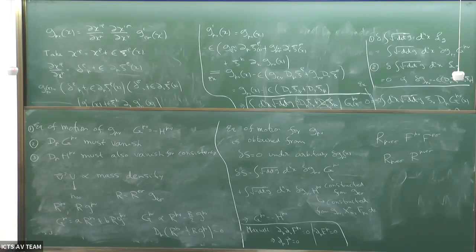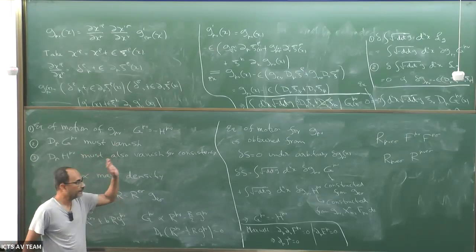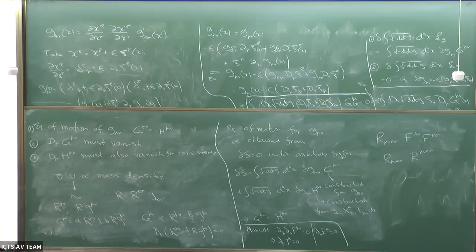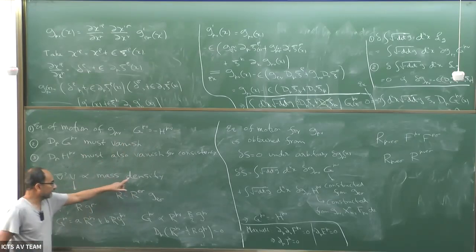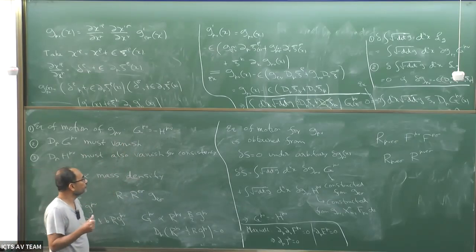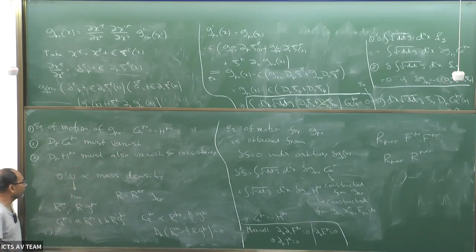Okay, so now let's look at the right hand side, T mu nu. In Newton's equation, the right hand side was mass density. So that's the first piece of information. The second is that for consistency, this should be conserved. d mu T mu nu should be 0.